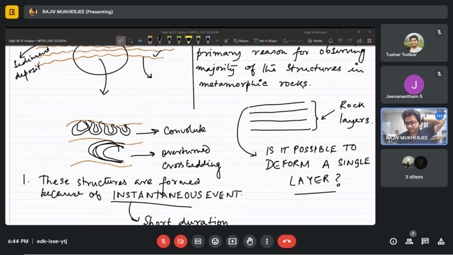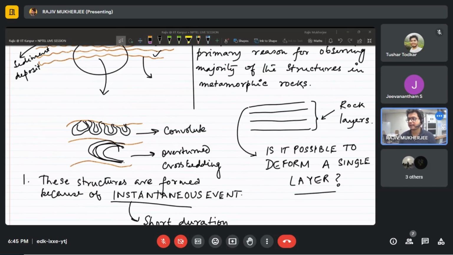Jivanan? Sir, no, sir. Why do you think it is not possible? Sir, the atomic structure between these sediments will be changed. Yeah, that is correct. But think about it.